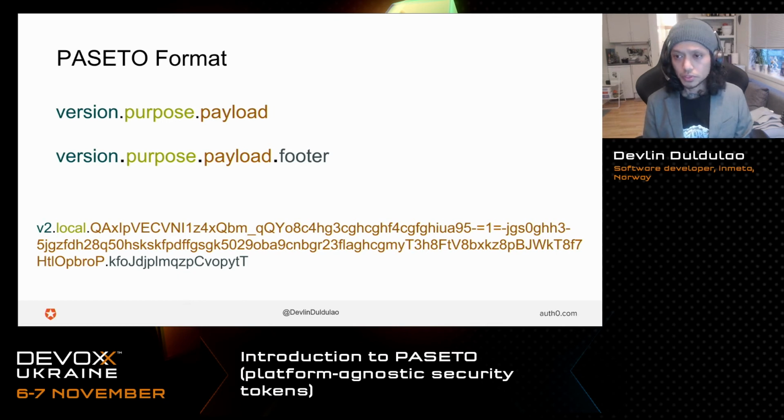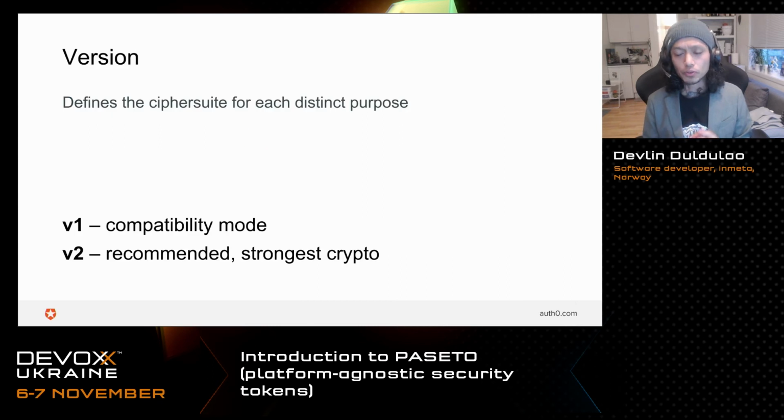So what is the version? The version tells you what version of PASETO is being used with the token. If version 3 comes out a year from now, then users would only be allowed to use version 2 or version 3, but no longer version 1.